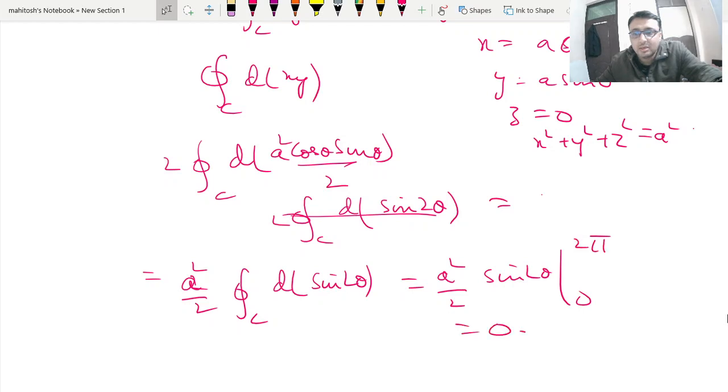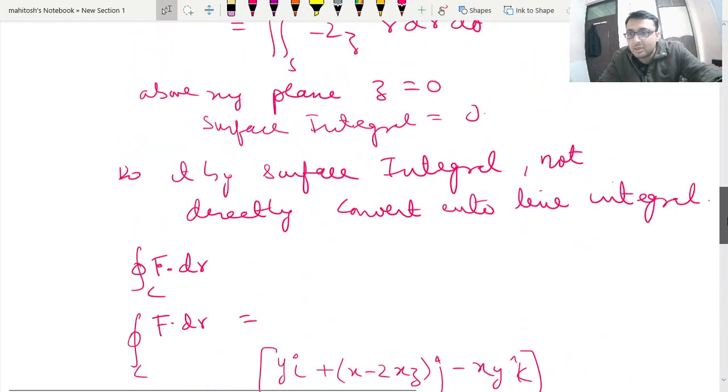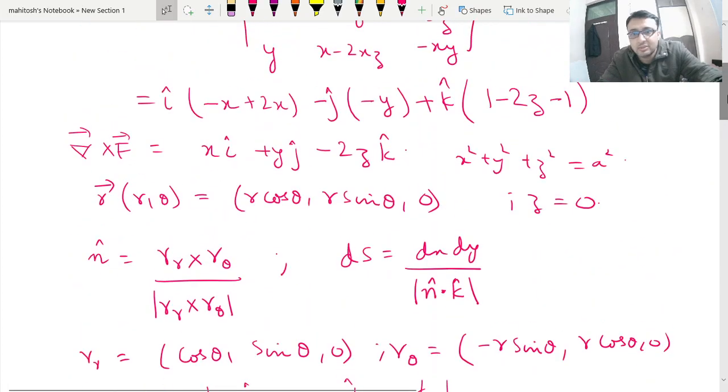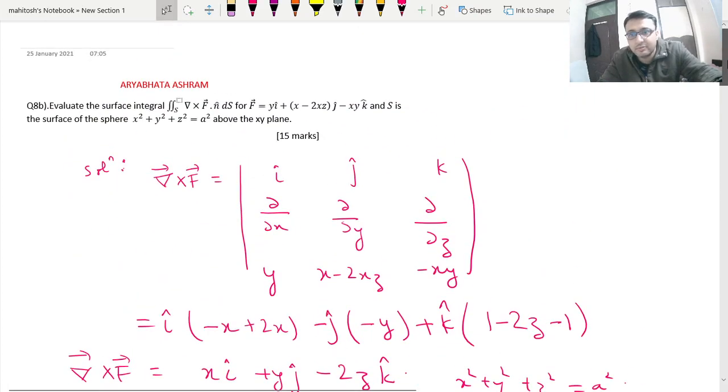So this is 0. Okay, so we have seen that our answer has been verified. In both the cases we are getting 0. So this question was for 15 marks. It is very important that you solve it by the given procedure. Okay, if that doesn't work out, if the integration becomes tough or it's very lengthy, then you can convert it, and that is the whole purpose of interconversion from line to surface integral and vice versa. Okay, so thank you.